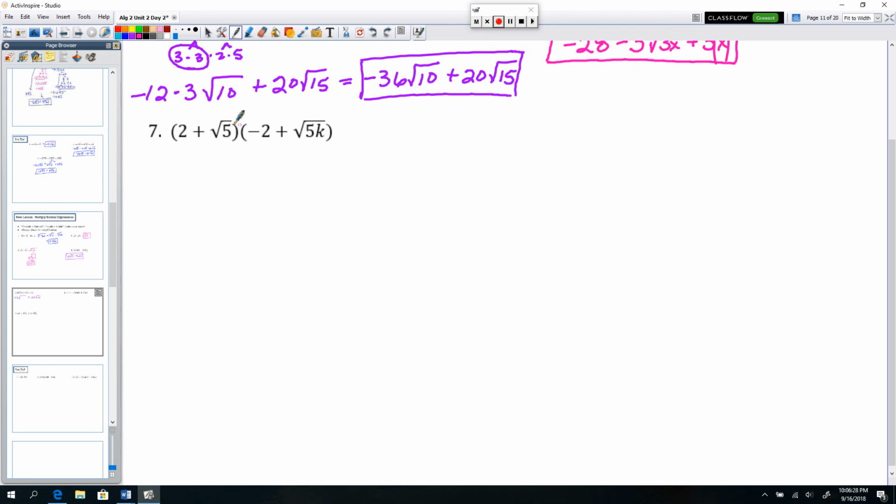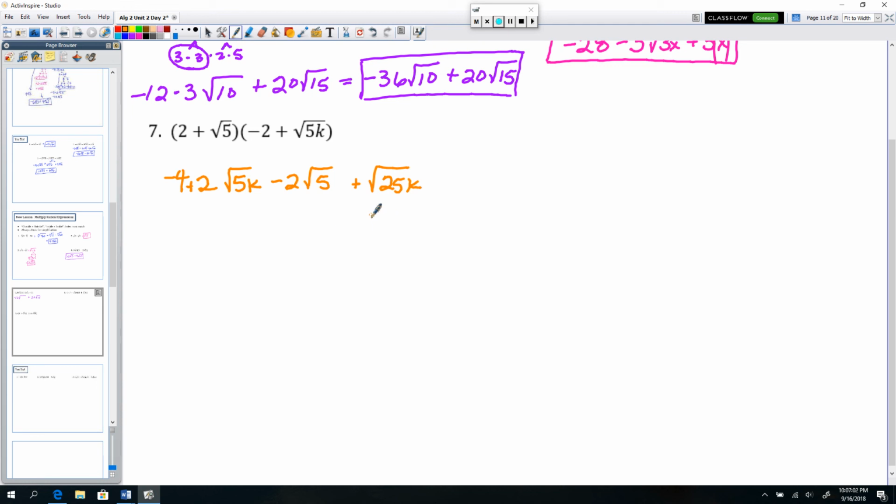Alright, another FOIL problem. First times first, outer times outer, inner times inner, and last times last. Now let's see what we can combine. Let's see, we have negative 4, that doesn't really have any friends, plus 2 times square root of 5k minus 2 times square root of 5. Those are not alike. I cannot combine those.